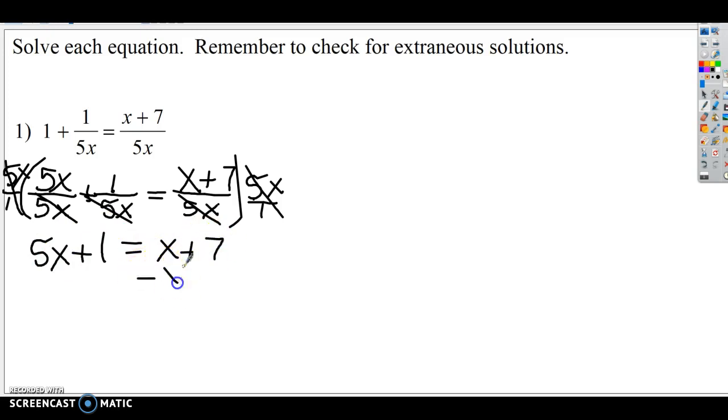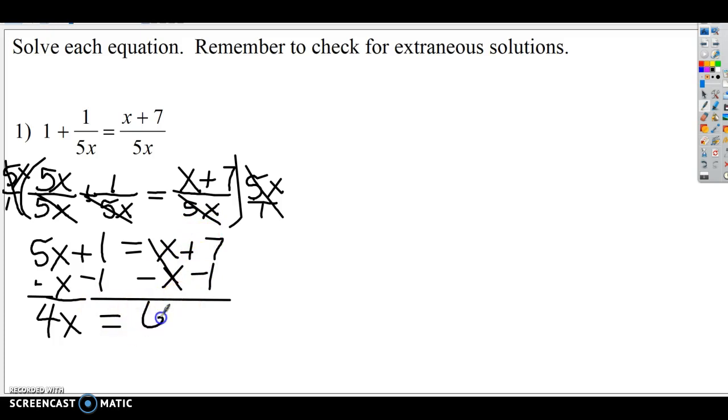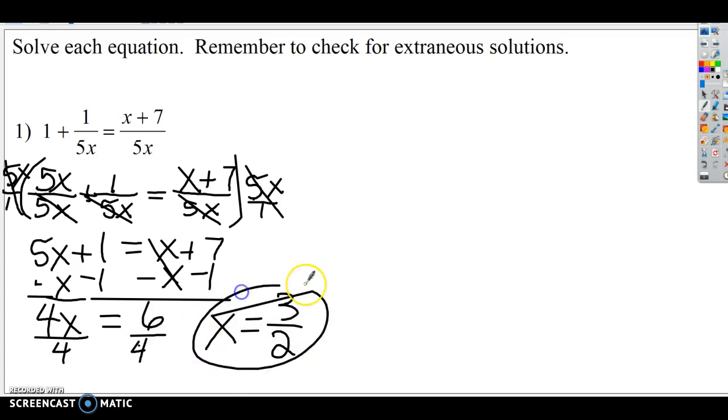And then we're going to solve, subtract x. So 4x. I'm also going to subtract 1. So that's going to give me 7 minus 1 is 6, divide by 4, and x is equal to, this can be reduced by 2, so 2 goes into 6 3 times, 2 goes into 4 2 times. So 3/2 is the answer I get. And then you're going to plug it in to see if that works.